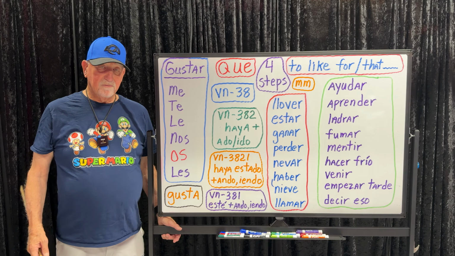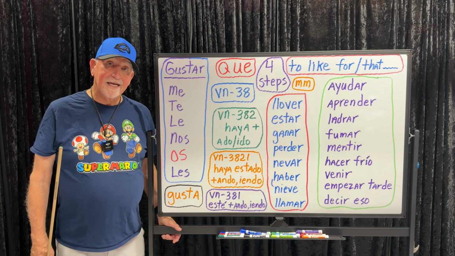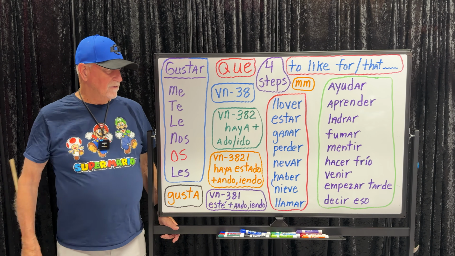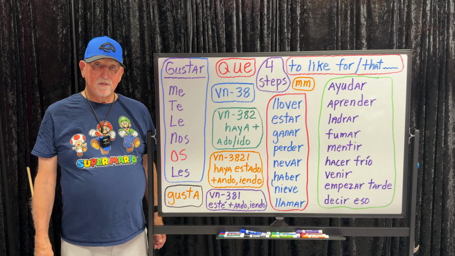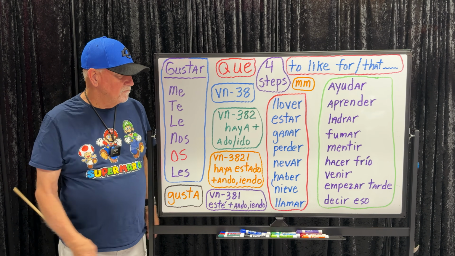I don't like for the dog to bark. No me gusta que el perro ladre. Fumar. I don't like for my dad to smoke. No me gusta que mi papá fume. Mentir.